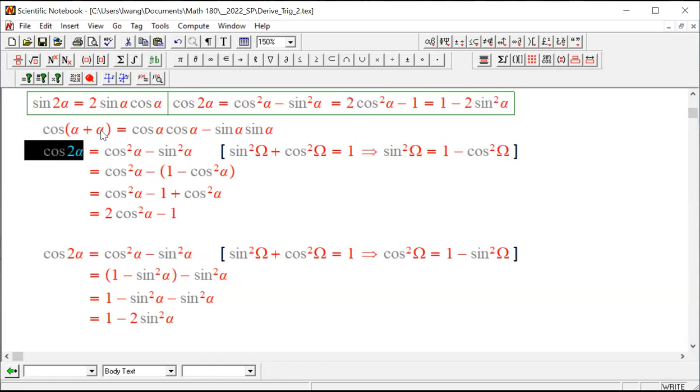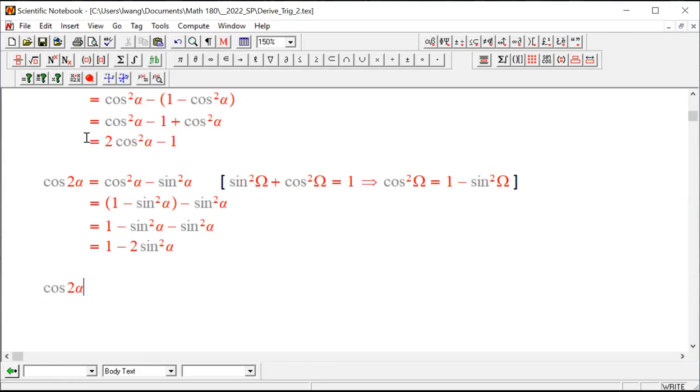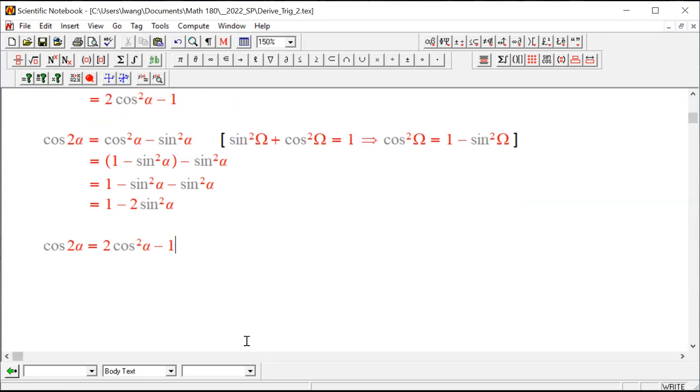Okay, we have cosine 2 alpha equals 2 times cosine square alpha minus 1. From this form, we want to isolate cosine square alpha. So what we do is add 1 on both sides. So we have cosine 2 alpha plus 1, and on the other side we get 2 times cosine square alpha.